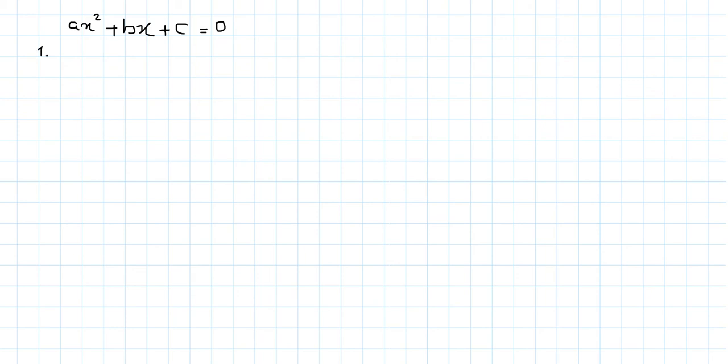One is factorizing. Two is the second, by complete square. And the next way is by quadratic formula.